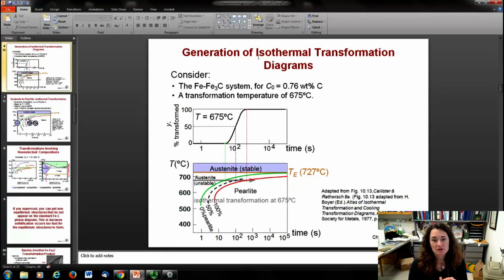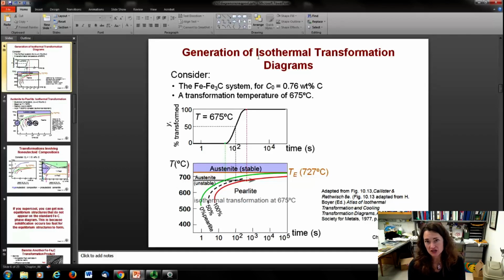So if you look at this, you might think that you would have to generate these Avrami plots for a lot of different things. Remember that those Avrami plots were generated by quenching the material to a specific temperature and then holding it at that temperature to completion of the phase transformation.